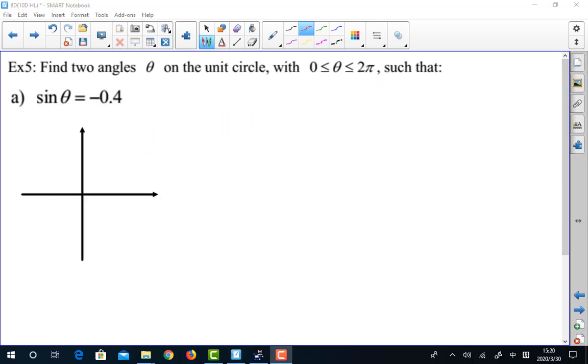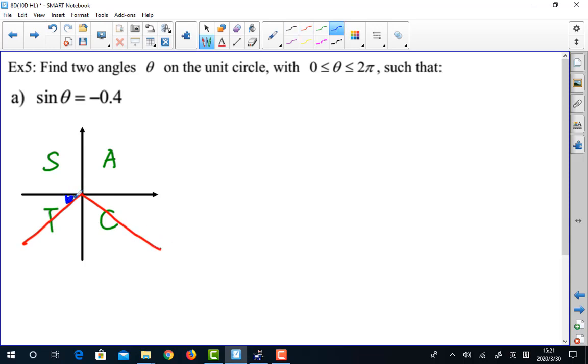Example 5 is exactly the same as example 4. The only difference between these two examples is that in example 5, all the trig ratios are given as negative ratios. But the negative ratio only helps me differentiate the quadrants of this rotation angle theta. So let's look at A in example 5. Sine theta equals negative 0.4. Based on All Students Take Calculus, sine is negative, so the angle should be in the third and the fourth quadrant.